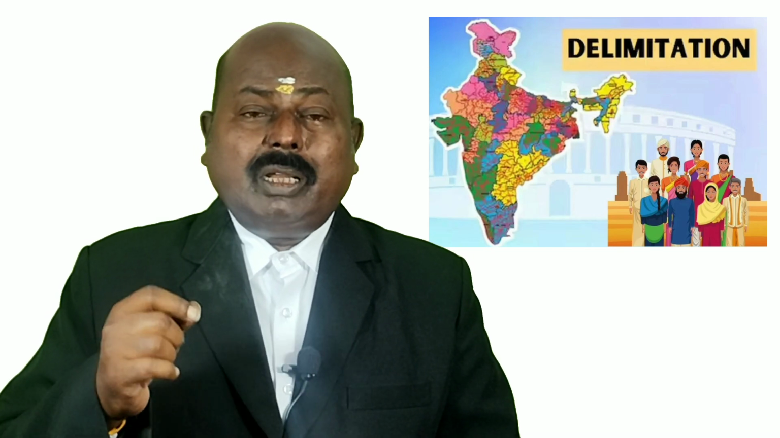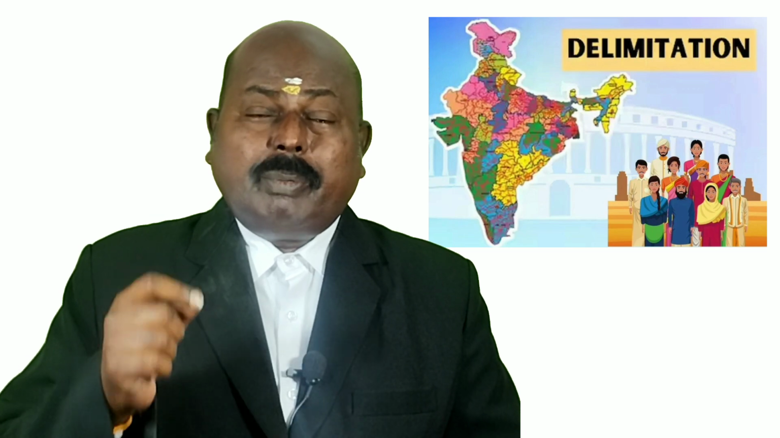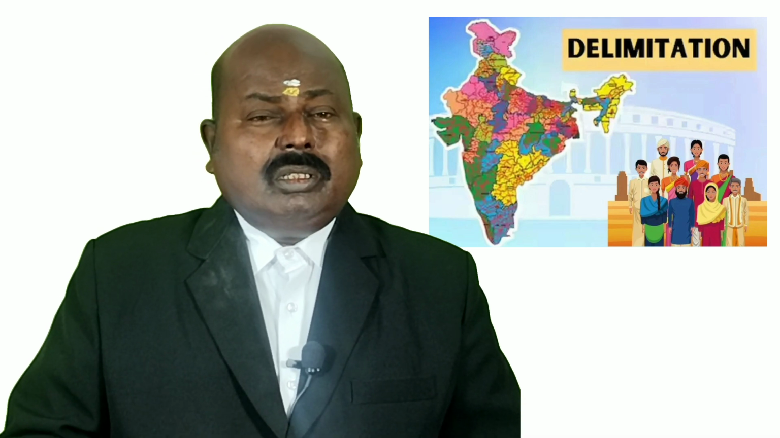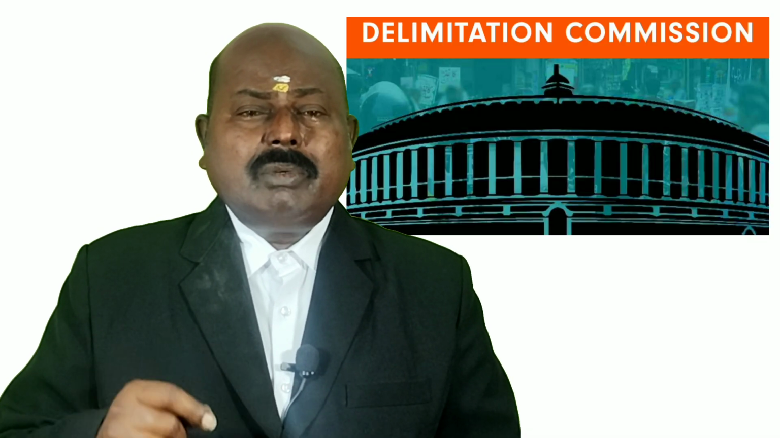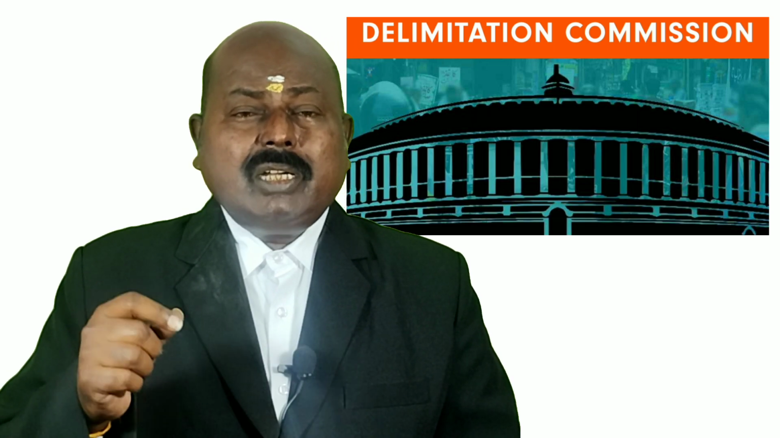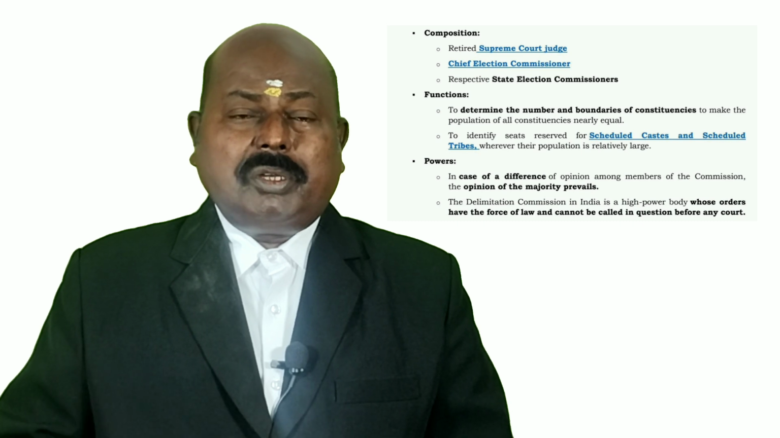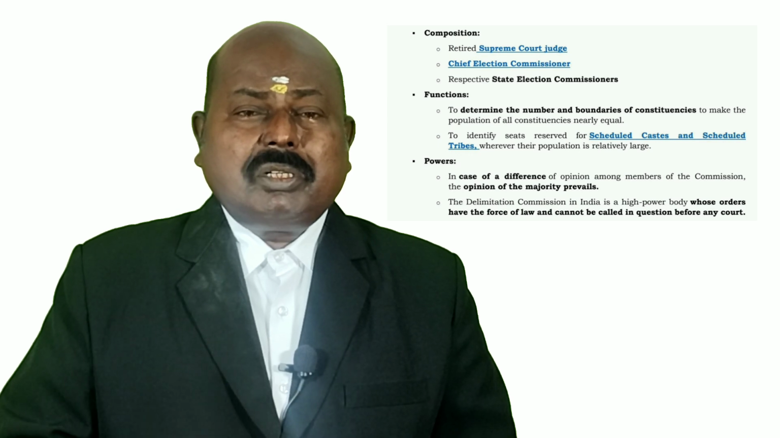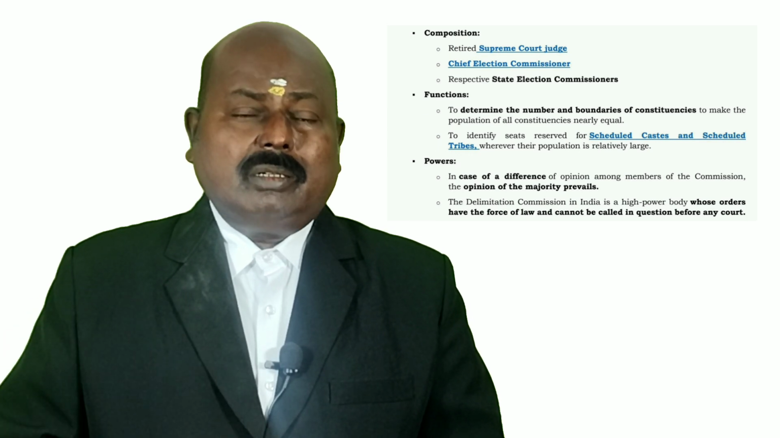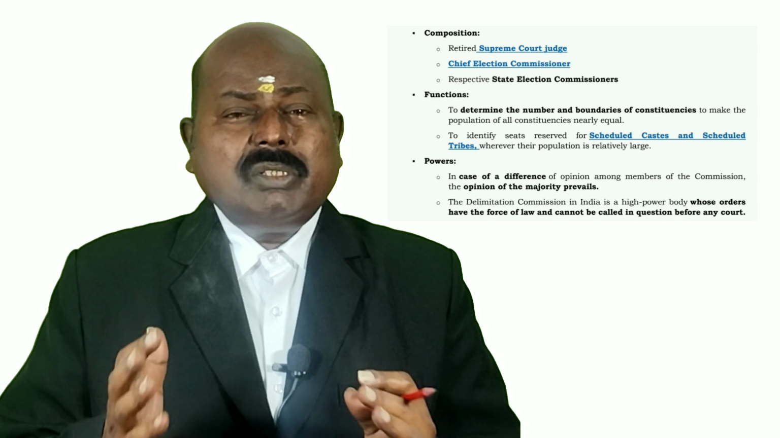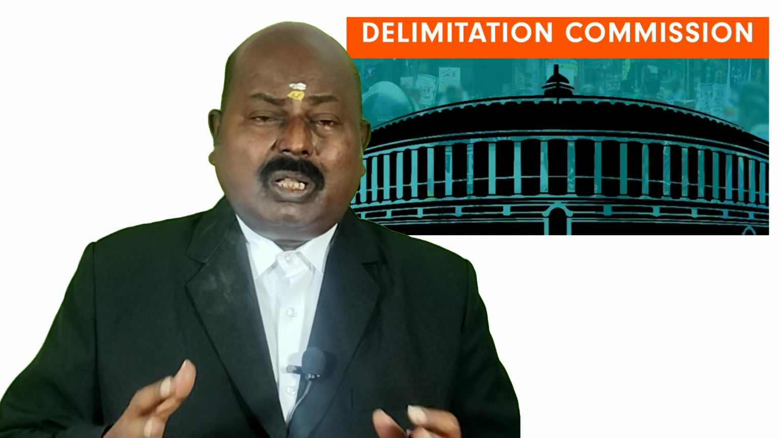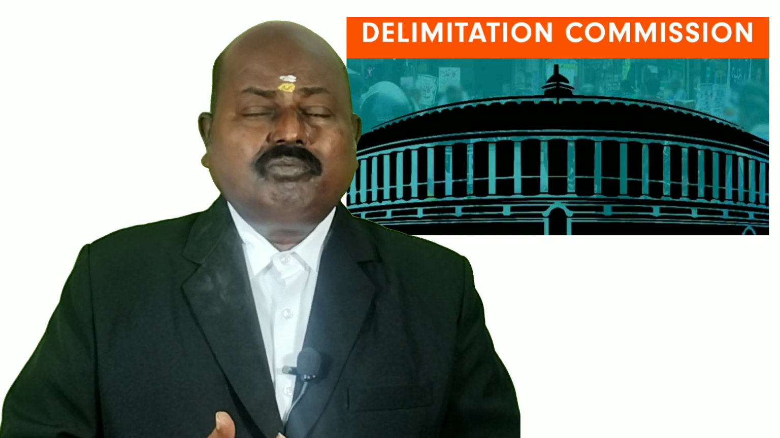The voting rights should not be affected; the Delimitation Act purely gives powers to each individual. The delimitation process is done by the Delimitation Commission. The commission consists of a retired Supreme Court judge, the current Election Commissioner and the state election commissioners. This commission is formed and ordered by the President of India. The commission's functions can't be restricted. Its powers are vast, and it will go on its own.